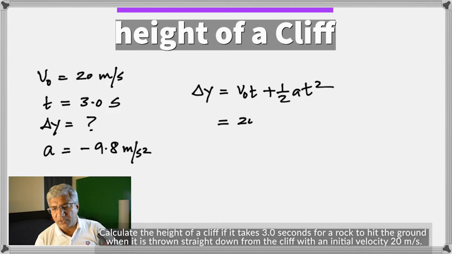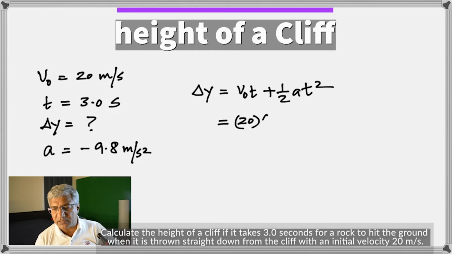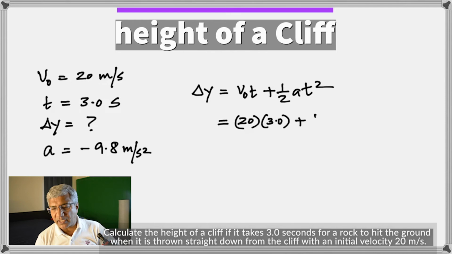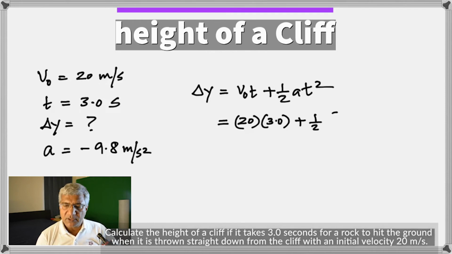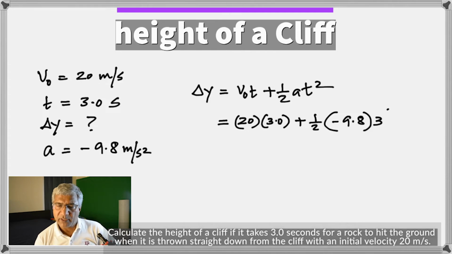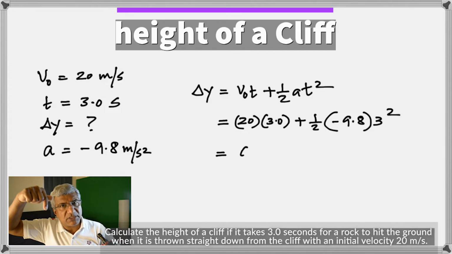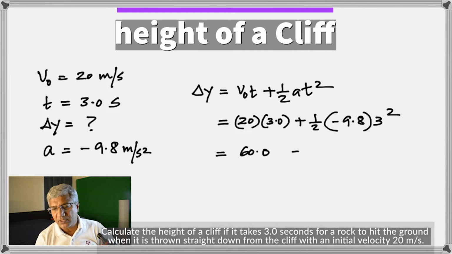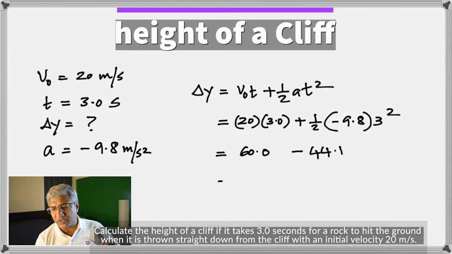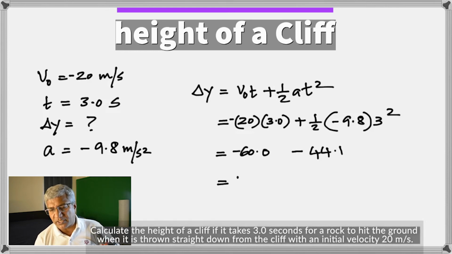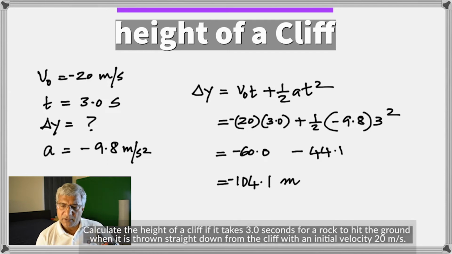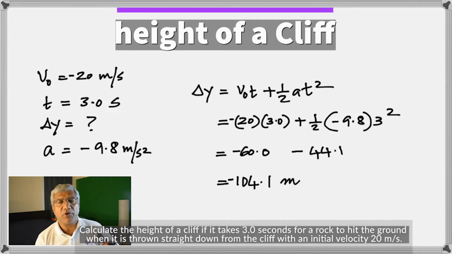And it's actually negative 20 times 3 plus 1/2 times negative 9.8 times 3 squared. Now, why is it negative 20? Because the initial velocity is downwards. So 20 times 3 is 60, but when I put the negative, it'll become negative 60, negative 44.1. That gives negative 104.1 meters.